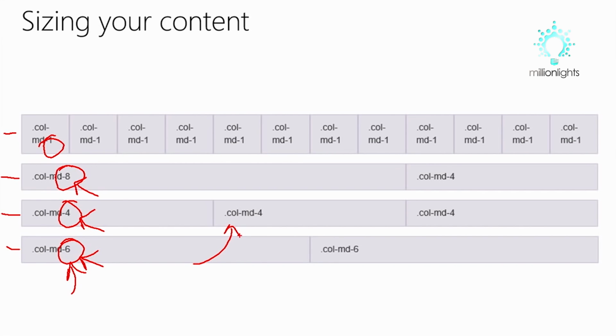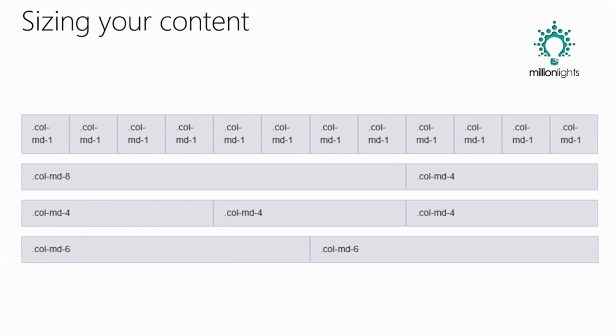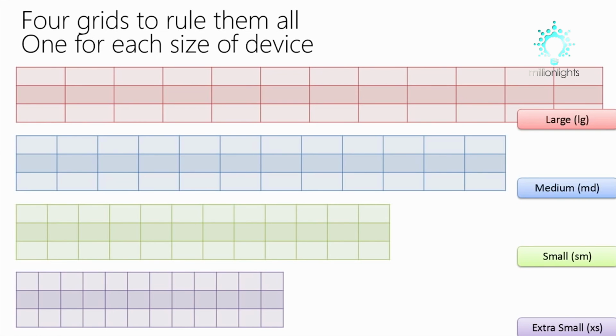The 3 little letters at the beginning, col. Now that you know there's a grid system, we've got rows and columns, what do you think col stands for? Col might just stand for column. There you go. So that only begs one last question, which is what does the MD stand for? We're going to get to that in just a moment. But before we get there, we want to talk about the grid itself.